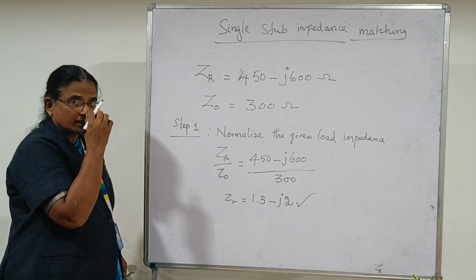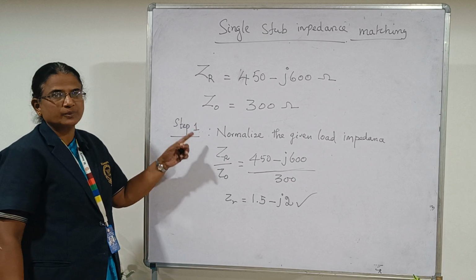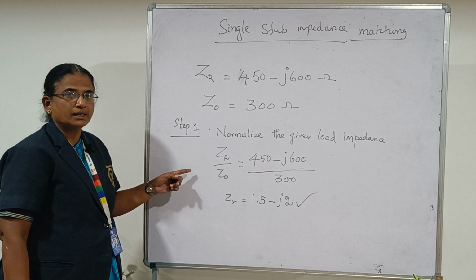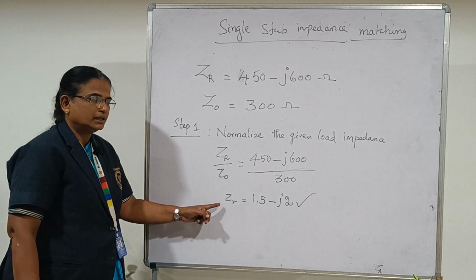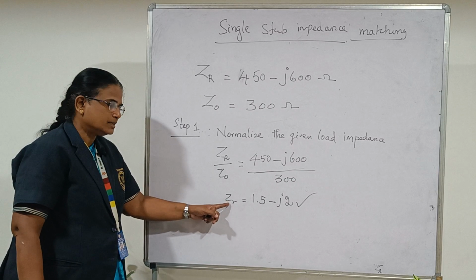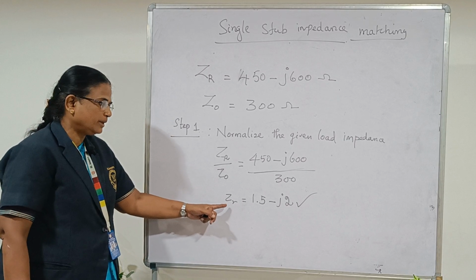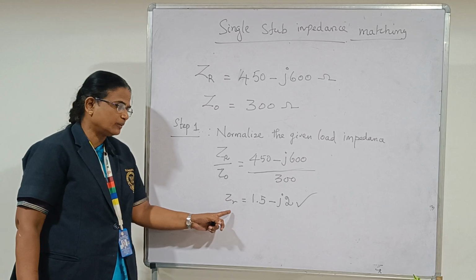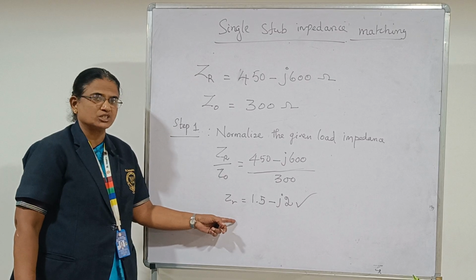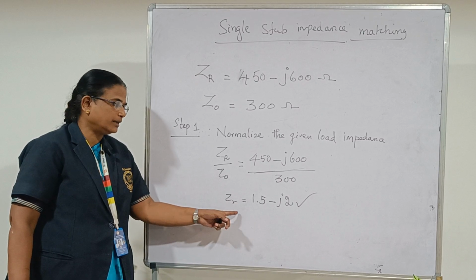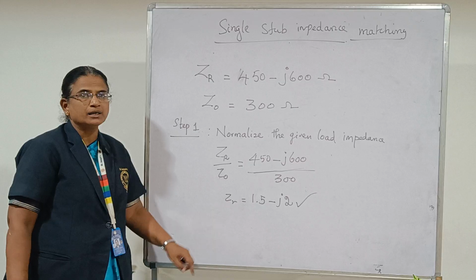Always remember that when you solve any problem under stub matching using the Smith chart, we need to use the chart as an admittance chart. So we need to convert the normalized load impedance into an admittance. This conversion can be done either theoretically or using the Smith chart. Now I am going to explain the conversion of load impedance into load admittance using the Smith chart.